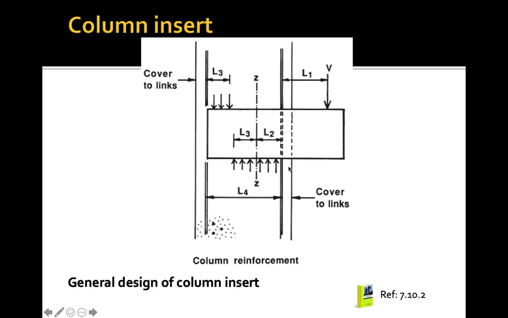So, general design of column insert. These are the things that we have to consider, which are the compressive loadings, or compressive stresses. We need to have the cover to links, and we have the column reinforcement. Also we need to consider the value of shear that is acting at the support. We know that the maximum shear happens near the support, so that would be the most critical value that we have to consider.